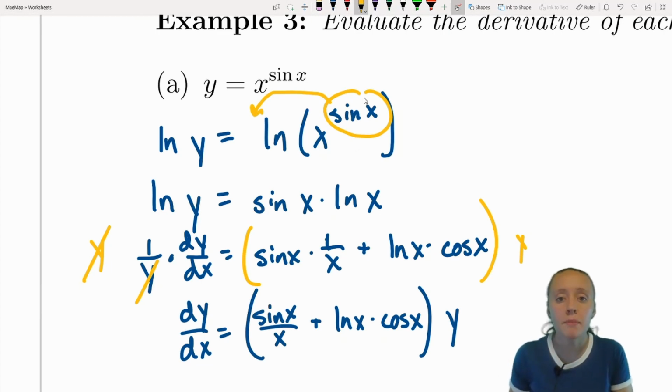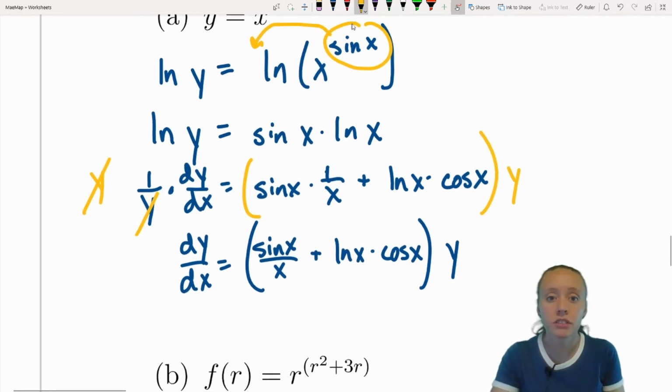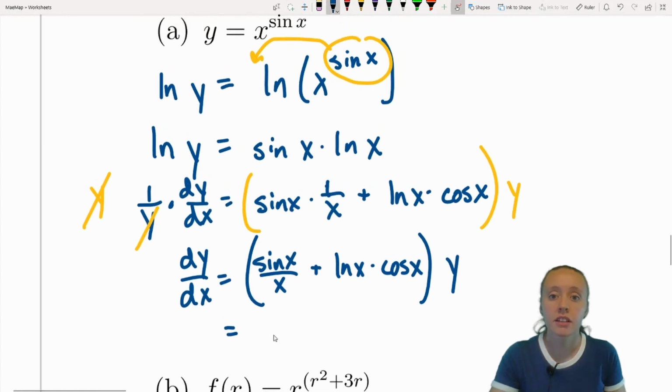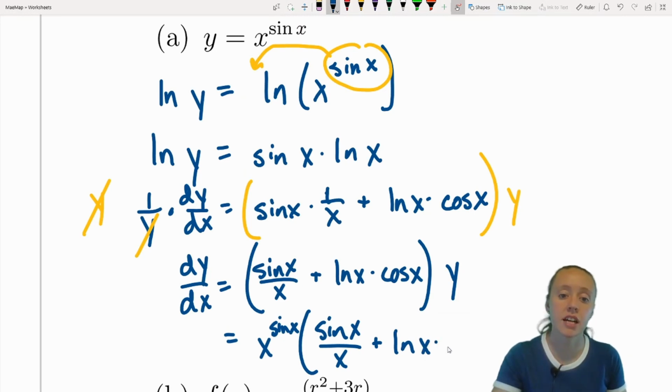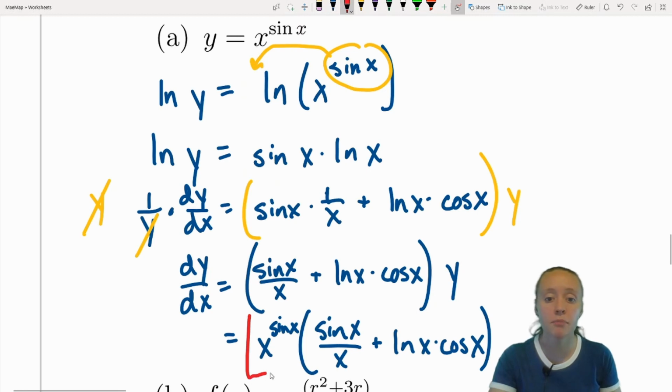But I don't want y in my problem if I know what y is. Remember, y was given to us at the start. y is x to the sine of x. So my derivative is x to the sine of x, there's my y, all multiplied by the sine of x over x plus the ln of x times cosine of x. And that's my derivative in part A.